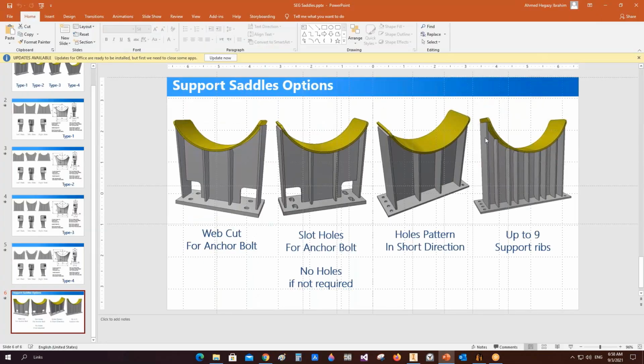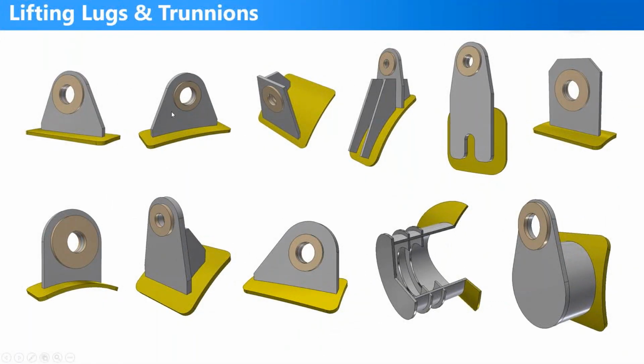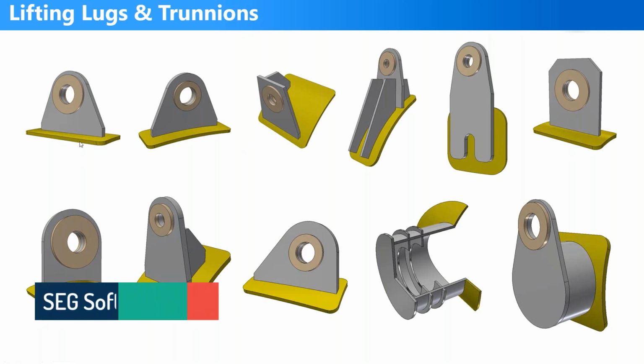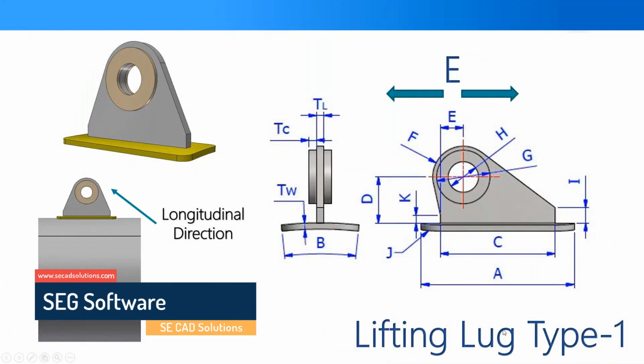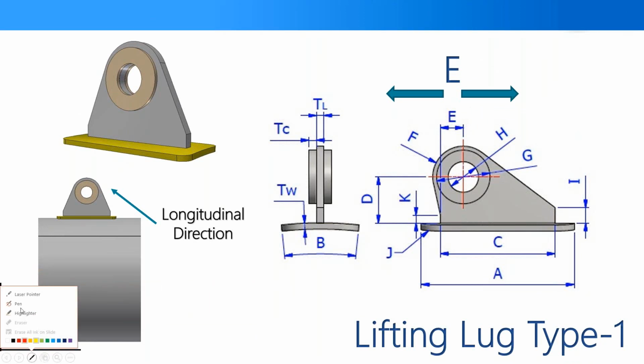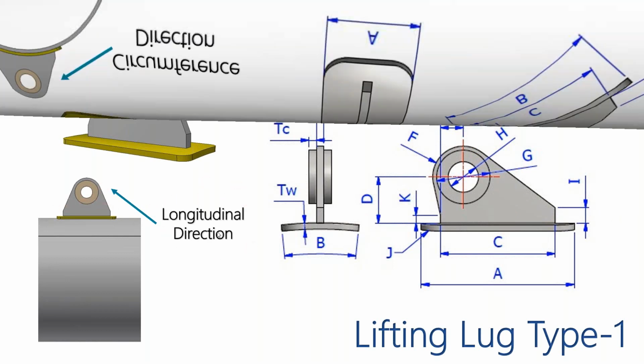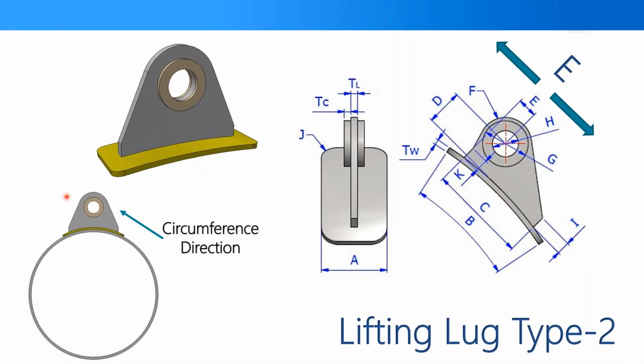For the lifting lugs, SEG includes many different types of lifting lugs to suit your requirements. Those types available for the shell. We take a look to the first type. This type of lifting lug, you have the ability to control the location of this hole. You have the ability to add a wear plate, so it's an optional to add a wear plate or add a cooler. Okay, so this type is a longitudinal direction, the same shape but on the circumference direction like that.